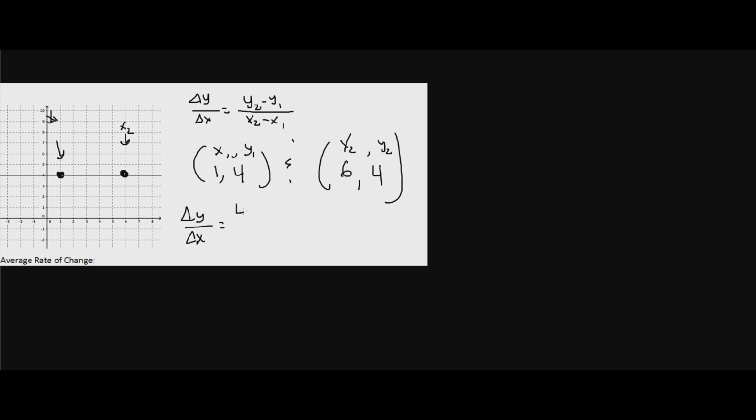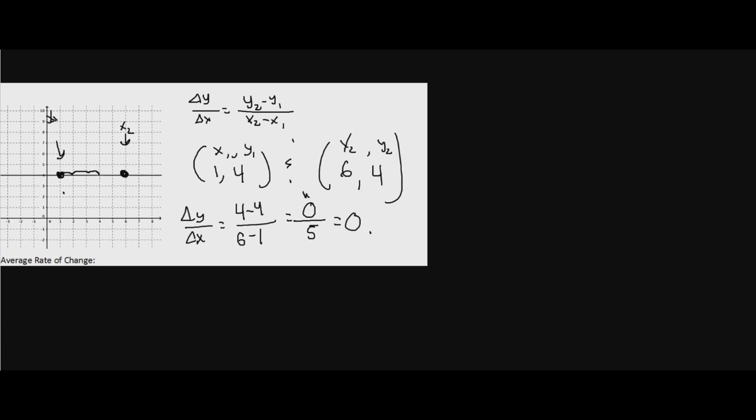4 minus 4 divided by 6 minus 1. And we get 0 over 5, which is in fact 0. And that's why we're going to get 0. Well, look, to get from this point to that point, we didn't go up or down at all. That's what the 0 means. And it's saying that we had to go over 5, which is still consistent.